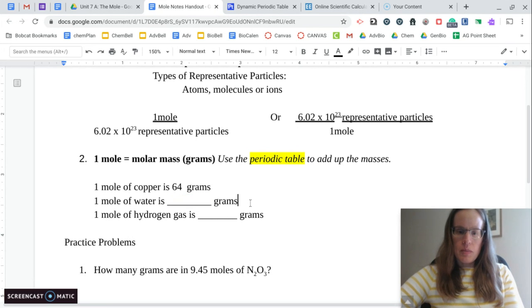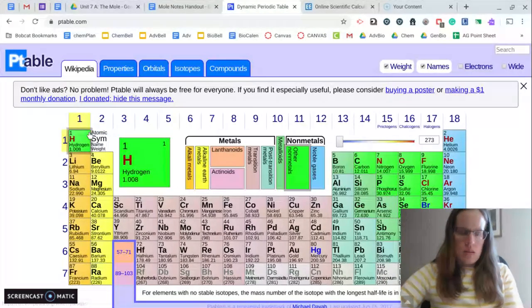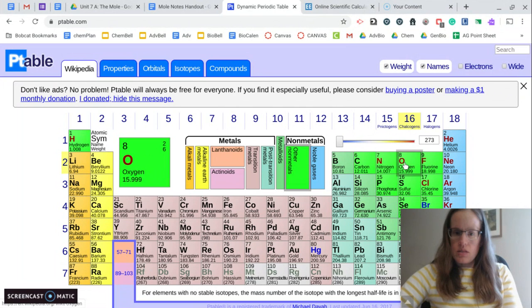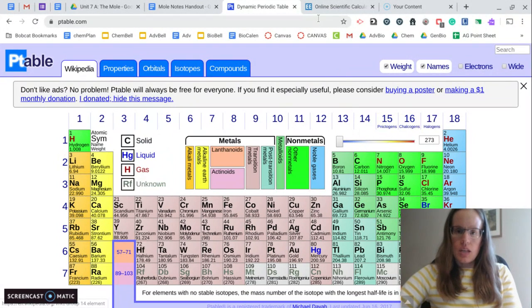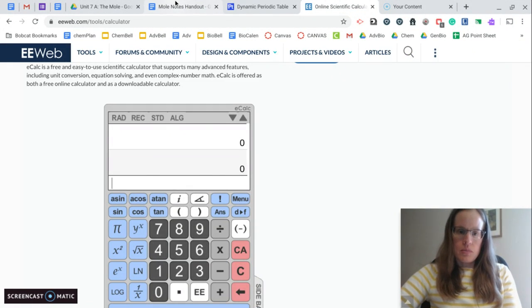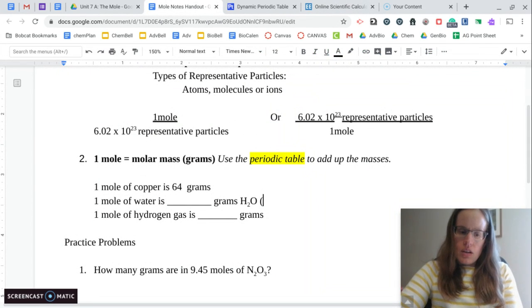If I have water, remember water is H2O. So I look at the hydrogen first, hydrogen's mass is 1, and oxygen's mass is 15.9, so I'll round it up to 16. I'll do 2 hydrogens, 1 plus 1, plus the 16 for oxygen gives me 18 grams.